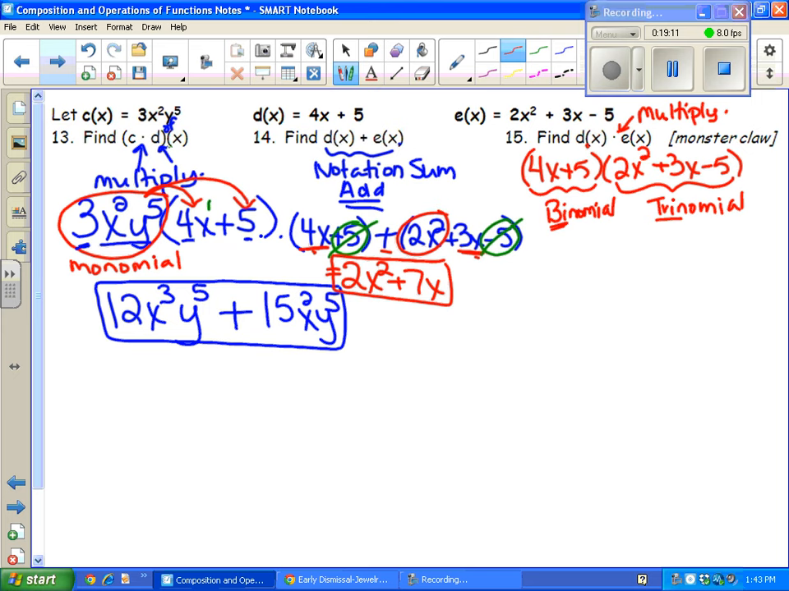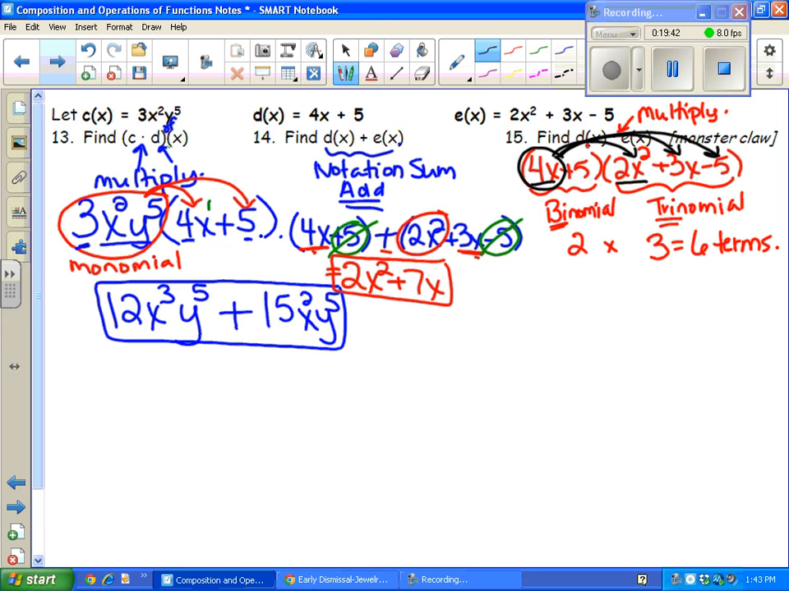Usually if you multiply something that's got 2 parts times something that's got 3 parts, your answer is going to turn out to have what? 6 parts or 6 terms. We're going to end up doing what's called a monster claw. We're still going to evenly distribute the parts. 4x is in the first parenthesis, and it's going to be distributed to the second parenthesis. It's going to be multiplied to the first thing, the second thing, and the third thing in the other parentheses. So let's see what we end up with.